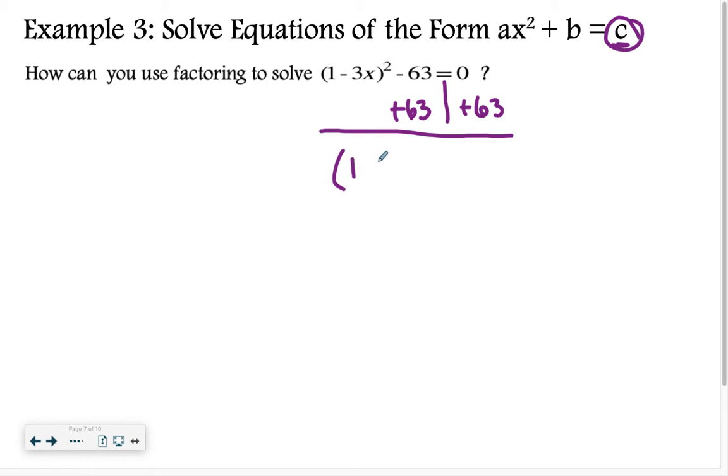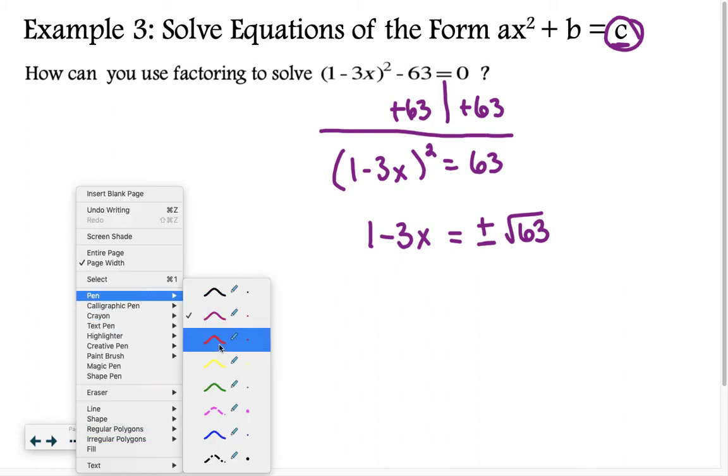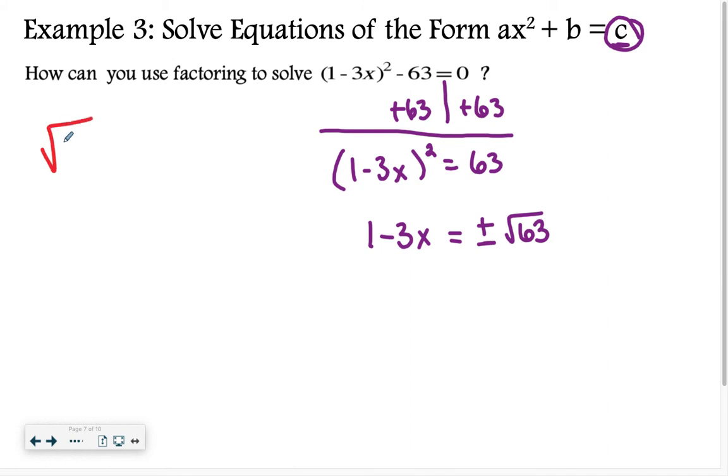So then I'm left with 1 minus 3x, that quantity squared, equals 63. From there, how do I undo that square? What have we been doing all night? We have been doing the square root. So if I square root the left side, I'm left with 1 minus 3x equals, and then on the right side, the positive and negative version of the square root of 63. Okay, and before I move on and start moving more things from one side to the other, I'm going to go off on the side here and do what we do best, and that is simplify that radical.